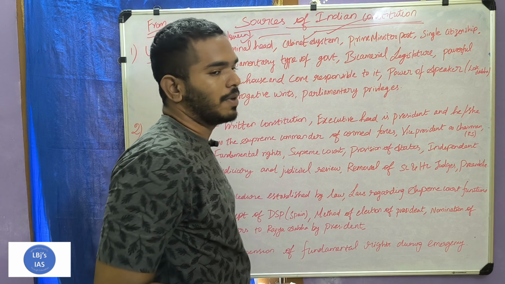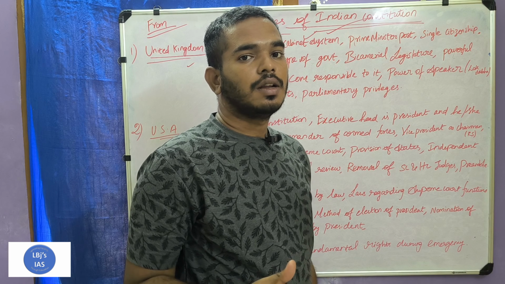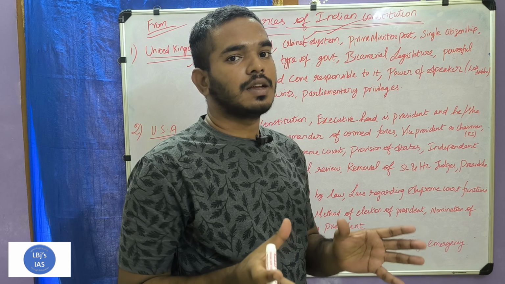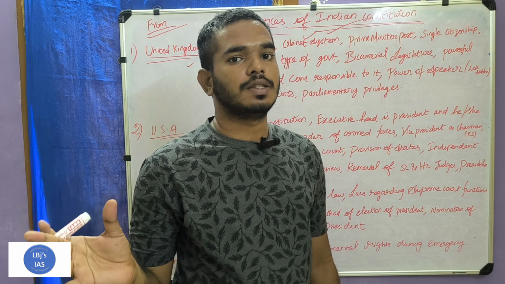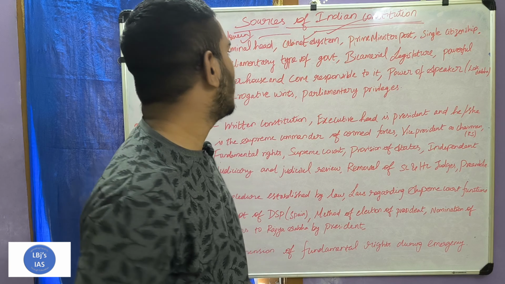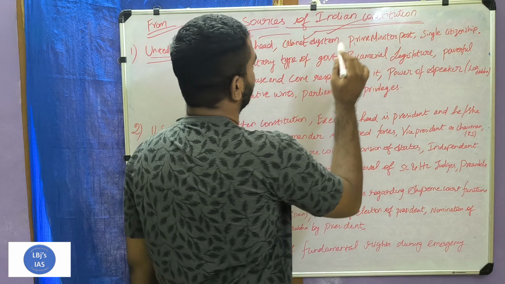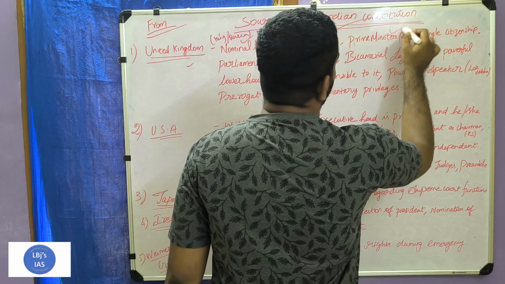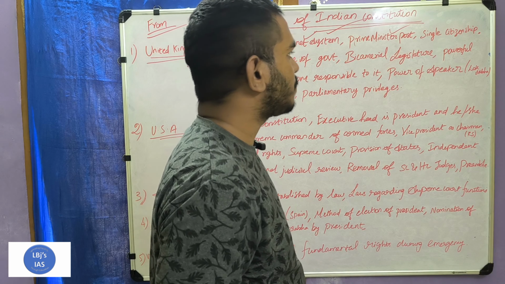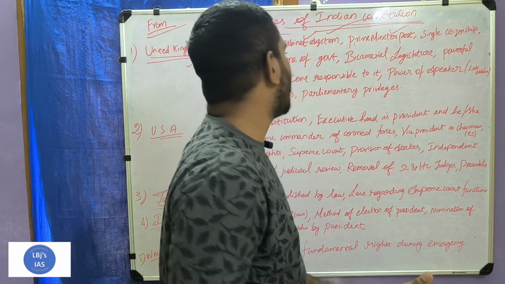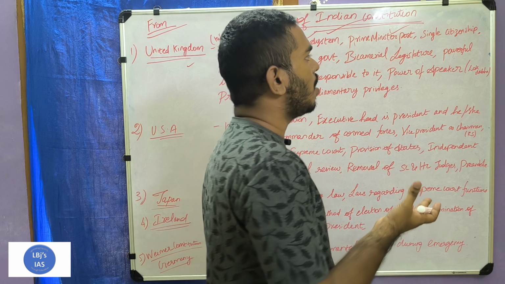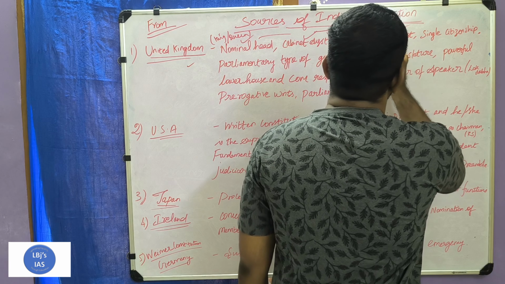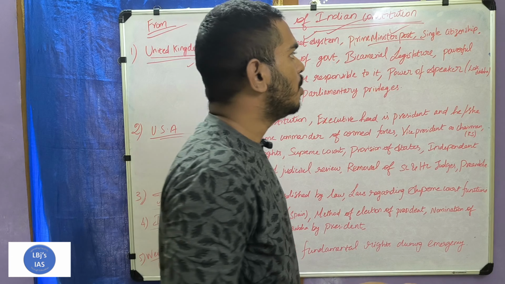Next, the cabinet system. Important decisions about the government and its functions are taken by the cabinet ministers, and this provision was drawn from the constitution of the UK. Next one is the prime minister. The UK also follows the prime minister form of government, and India also has a prime minister post.